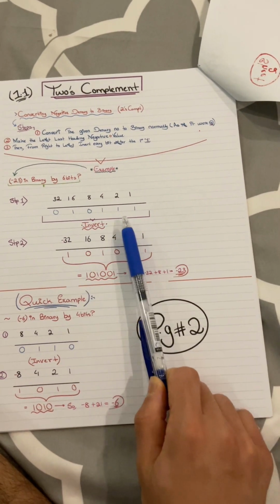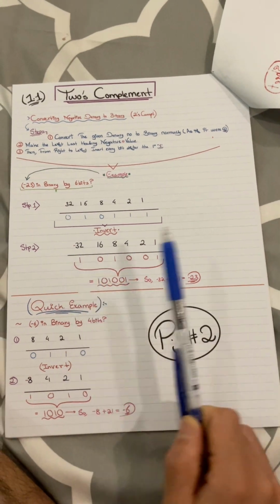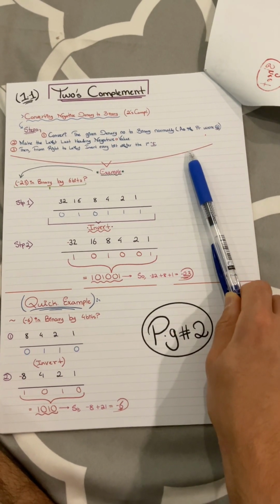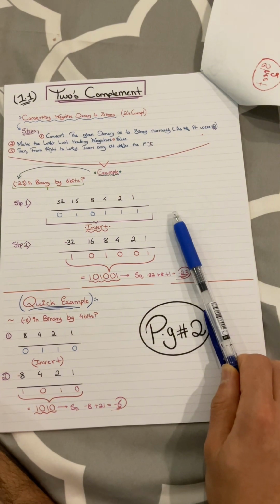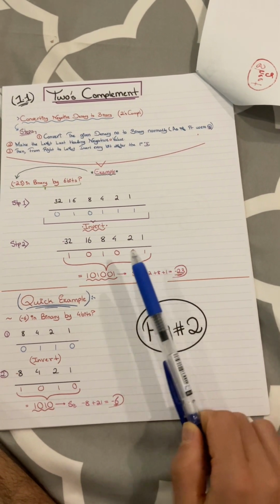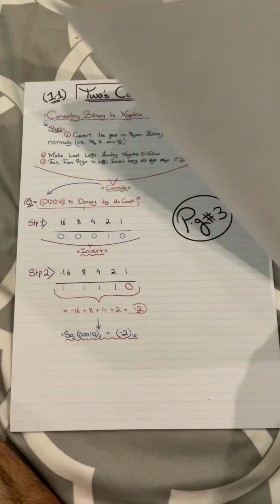After the first one, 1 will become 0, 1 will become 0, 0 will become 1, 1 will become 0, 0 will become 1. So steps are simple. Solve as if it was normal, make the left last heading negative, invert after the first one from right to left. This is a quick example, you can solve it by yourself.